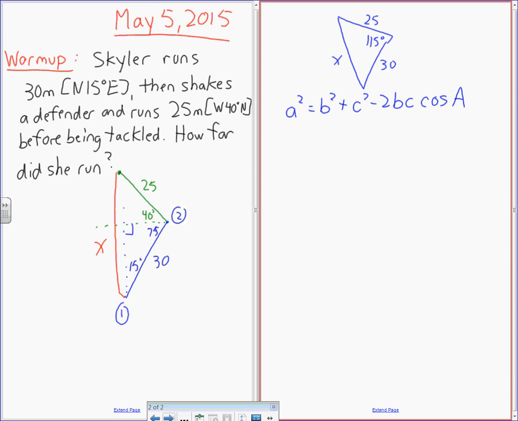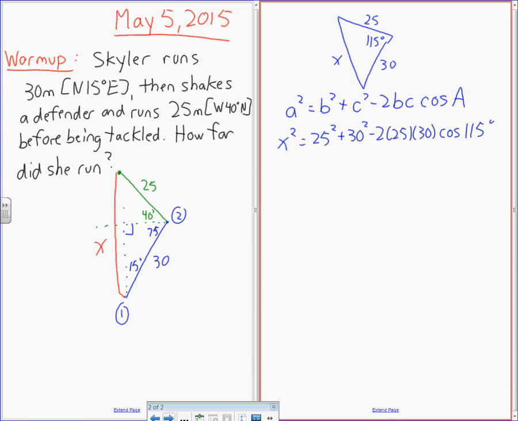Now for the tricky part. Someone other than Alex, can somebody fill in the numbers here? Only one person remembers this from last year. Let's go back to Spidey here a second. Krista, go ahead. Good. So x squared is 25 squared plus 30 squared minus 2 times 25 times 30 times cos 115. Remember that angles and sides are across from each other, so big A and small a are the same thing.